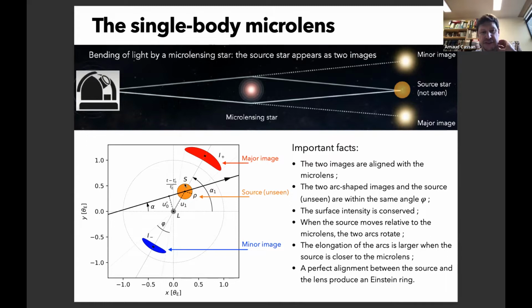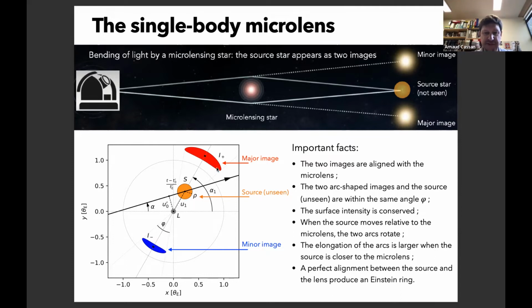The source, which is in orange here, you don't see anymore, of course, because you see only the two images. And what is important is that the two images are aligned with the lens and the source. So if the source, which is there in projection, travels with respect to the lens, which is usually dark, but sometimes you can see it, it doesn't have to be luminous, that's the point, you see that if the source travels relative to the lens, then you will have a rotation of the two images.